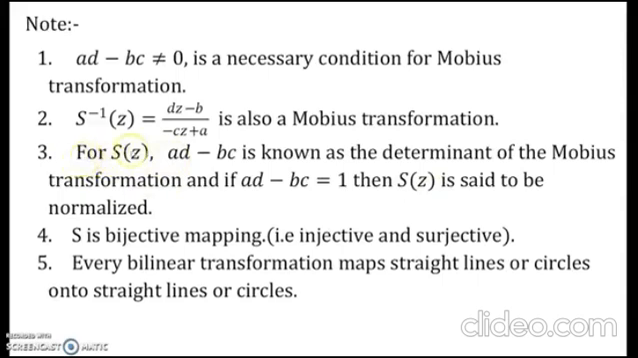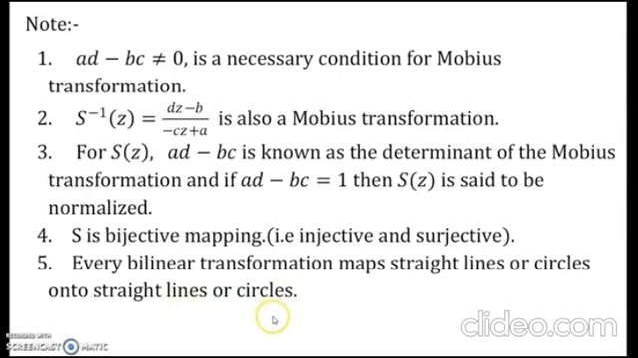Third, ad minus bc is known as the determinant of the Mobius transformation. If ad minus bc equals 1, then S of z is said to be normalized. The last point is that every bilinear transformation maps a straight line or circle onto a straight line or circle. That is, straight lines are mapped into straight lines or circles, and circles are mapped into circles or straight lines. This is what we are going to see under the bilinear transformation.